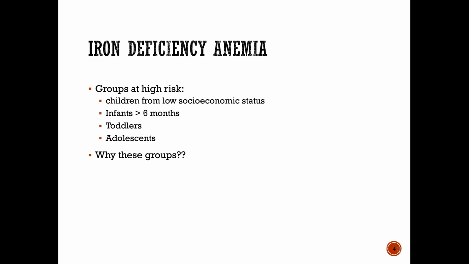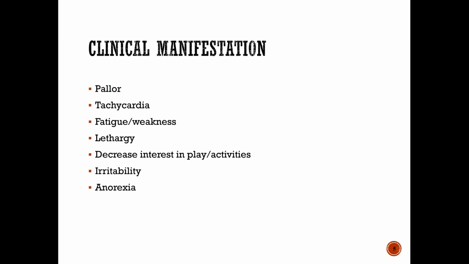Clinical manifestations. So if they have mild to moderate iron deficiency anemia, they're going to be asymptomatic, okay? It's the severe iron deficiency anemia that is going to have signs and symptoms. They're going to have pallor, tachypnea, tachycardia, fatigue. They're going to have poor feeding. They're going to be irritable. They're going to be not interested in play and activities.